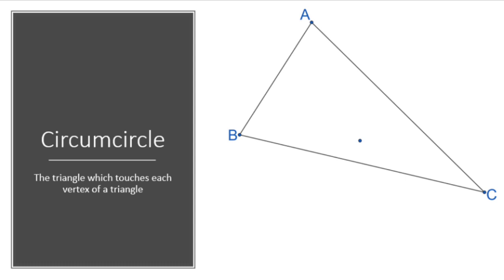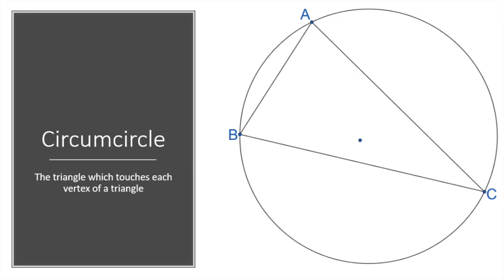Given triangle ABC, there is a unique circle through the triangle's three vertices. This is called the circumcircle. Also, triangle ABC is inscribed in exactly one circle.